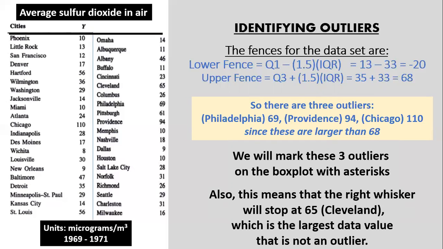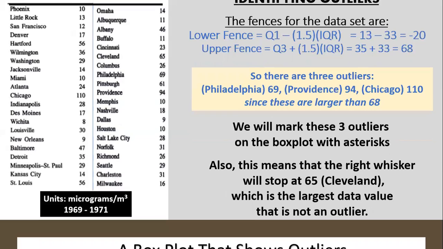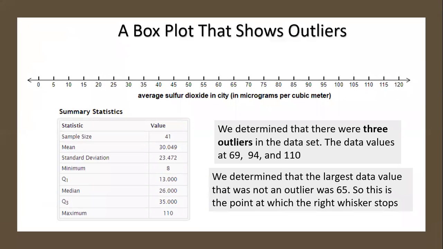That also means that when we make our right whisker, it has to stop at 65, which was Cleveland's value, for that is the largest data value in the data set that is not an outlier. It's the largest value that is less than 68. So let's put those facts together and create our box plot. In this case, we have a box plot that is going to show some outliers.